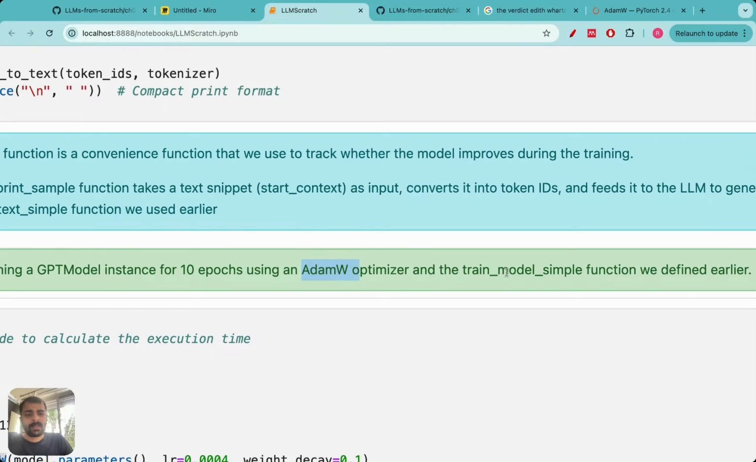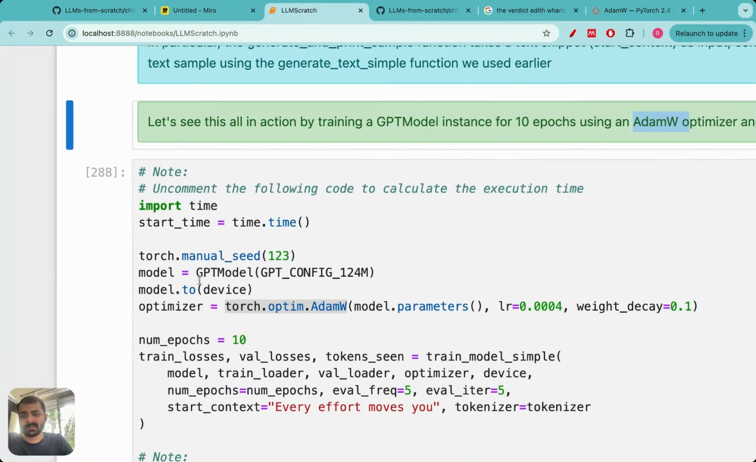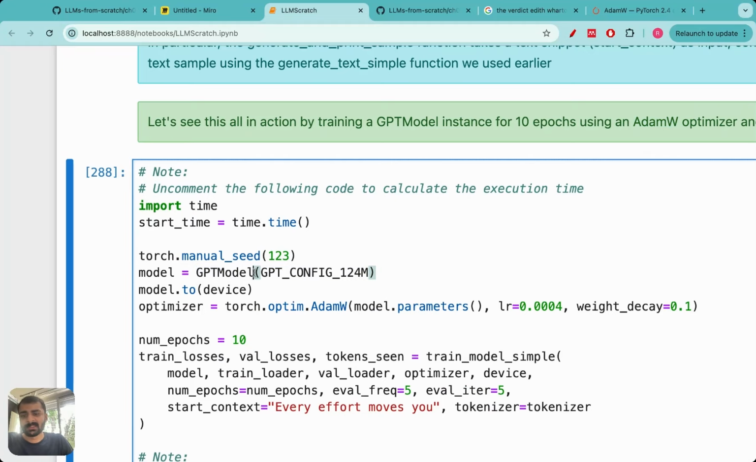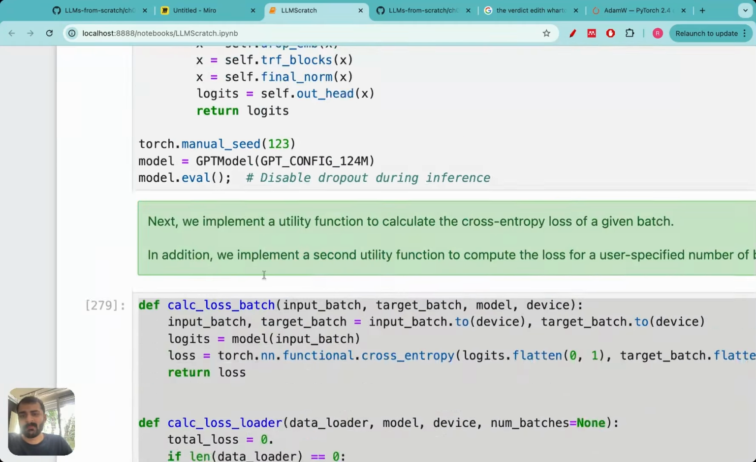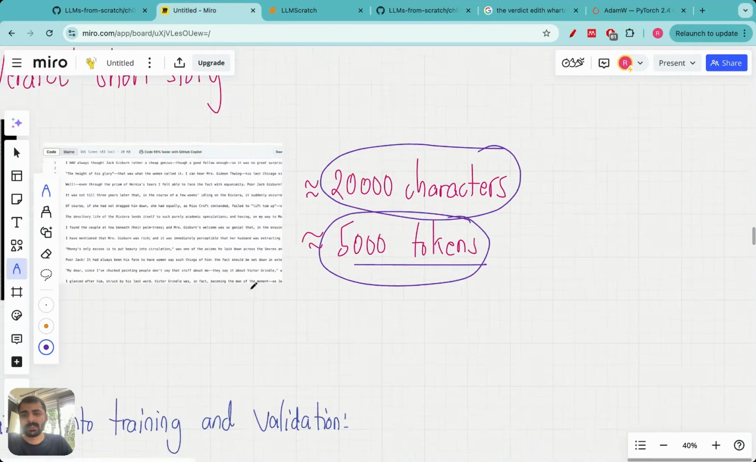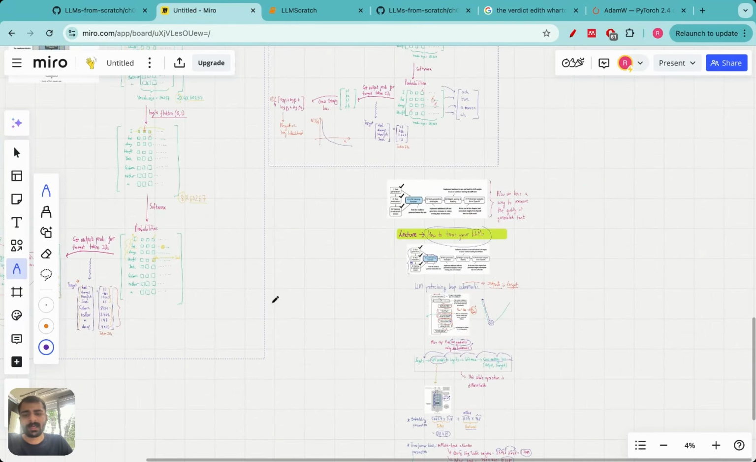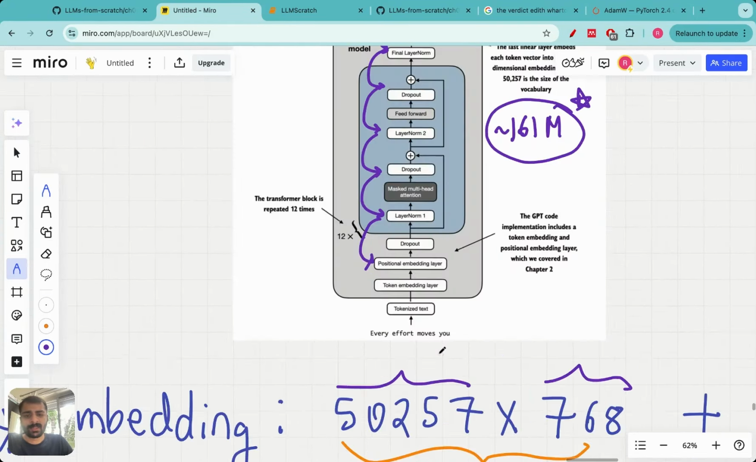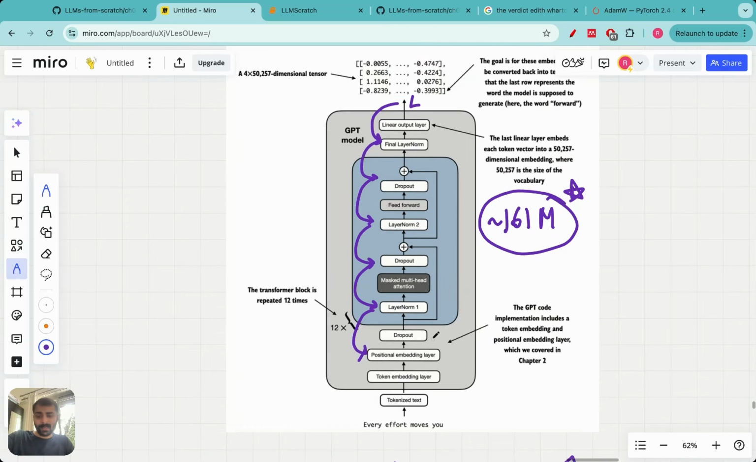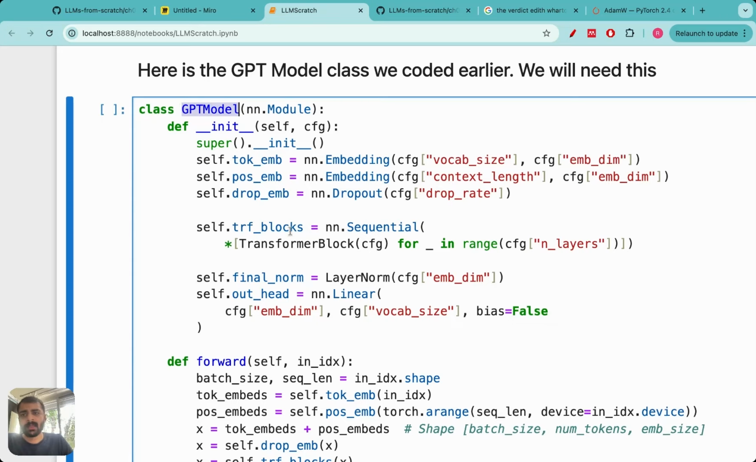Now, two things I would like to clarify here. When I say we are training a GPT model instance, the model which we are defining is an instance of the GPT model class, which we have already defined before. So, this is the GPT model class. What this class does is that it essentially performs all the operations which we saw in the GPT model architecture schematic. Yeah, all of these operations. So it will give us the LLM output at the end. That's what this GPT model class is actually doing.